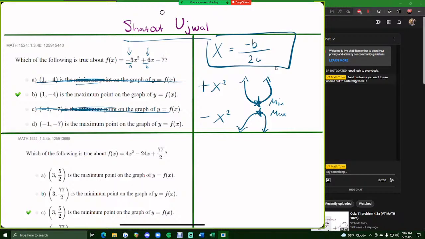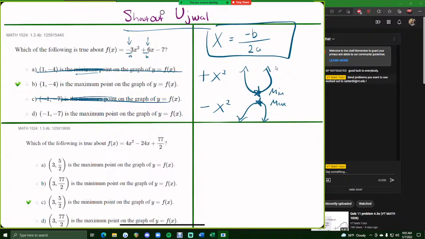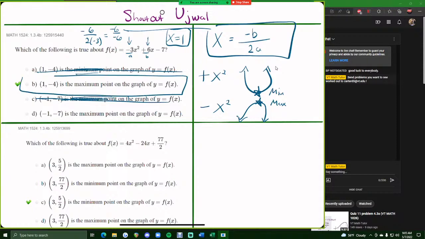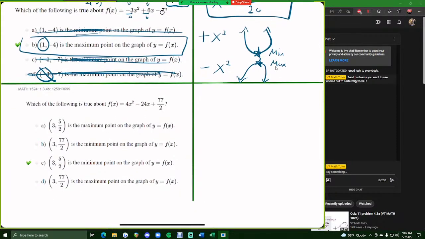Really, we don't need the c value, but negative b over 2a in this case would be negative 6 over 2 times negative 3. So we'd get negative 6 over negative 6, which would give us a positive 1 for our x value. Again, this is the x value where the maximum would occur, where the vertex would be. This ordered pair has the positive 1 for the x value, while this one has a negative 1. So we can eliminate option D, leaving us with B. So same idea here.